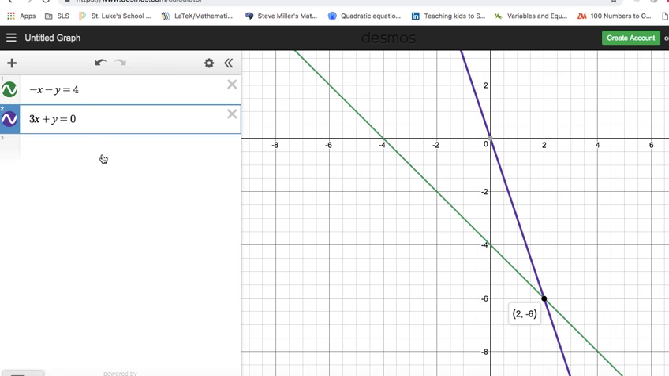All right, guys, hopefully that was helpful. Remember, when we see fractions in equations, it's best to clear them and make the problem more efficient. Have a great day.